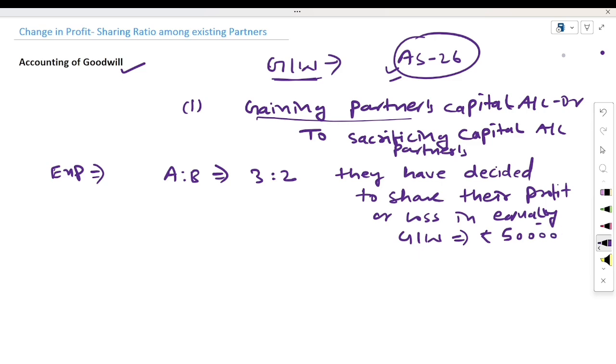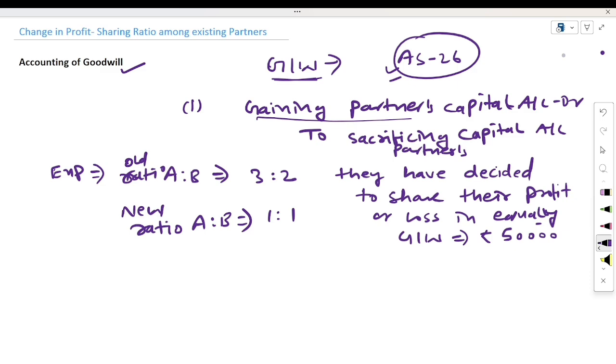Then you have to calculate the sacrificing ratio or gaining ratio, and you have to pass the journal entry for the treatment of goodwill. First of all, here the old ratio is given. This is the old ratio. What would be the new ratio? The new ratio of A and B would be equal, 1:1.